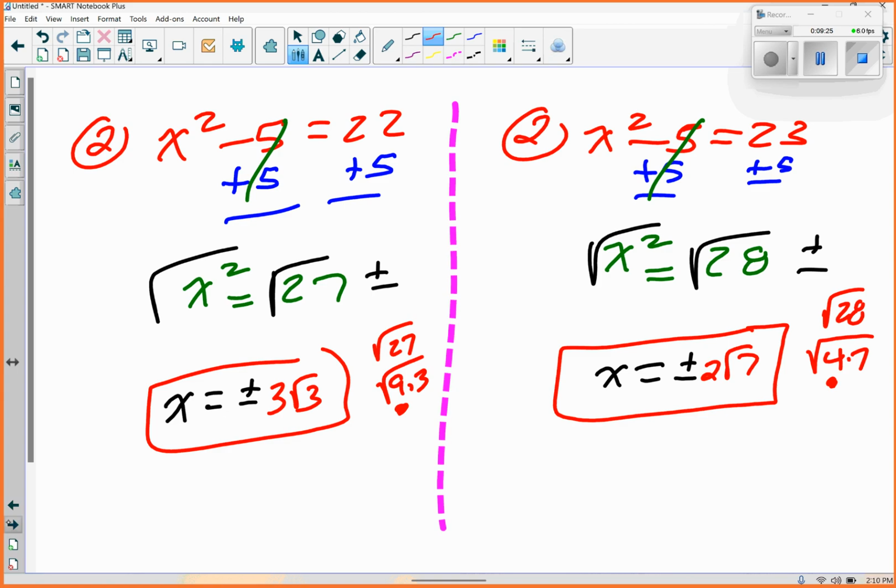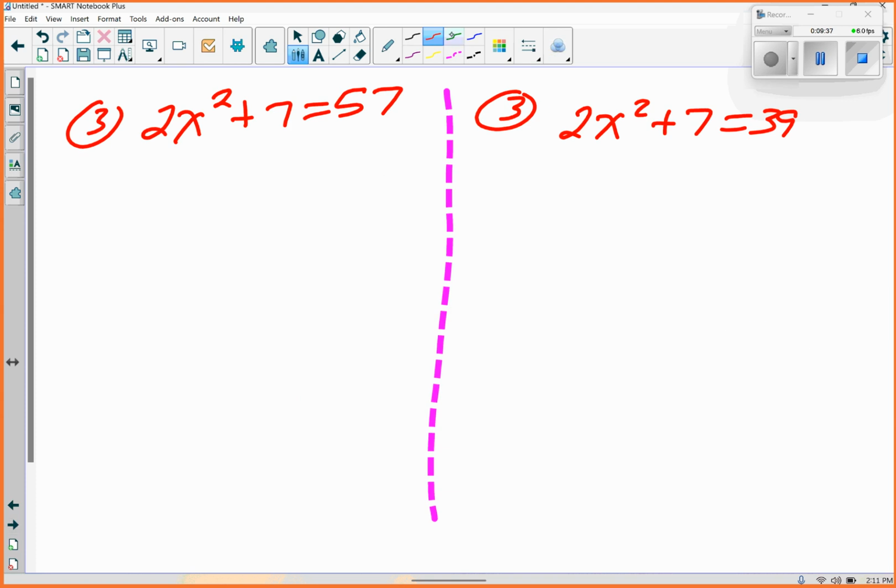And there's number 2. Does anyone need more time looking at that? A-okay? Good? All right, number 3. Same move on both problems. What should I do first? Good, minus 7. It's the same thing on both.